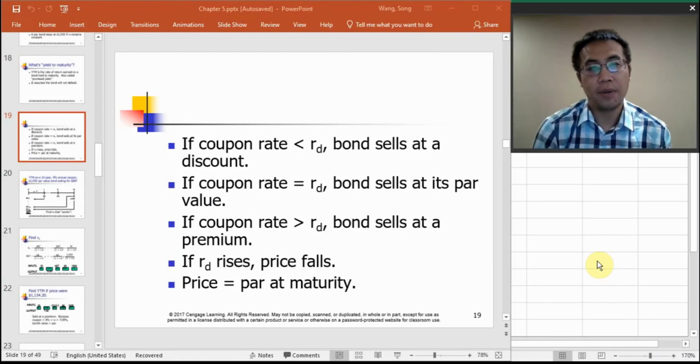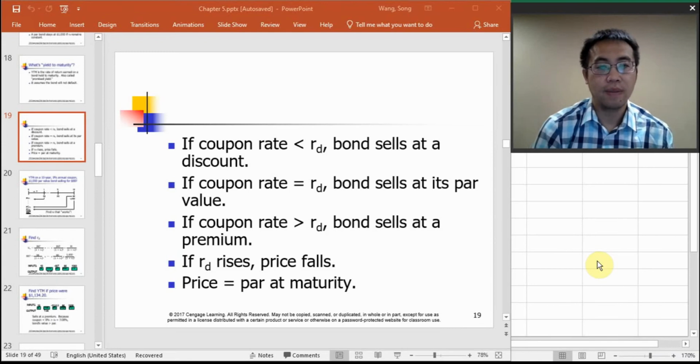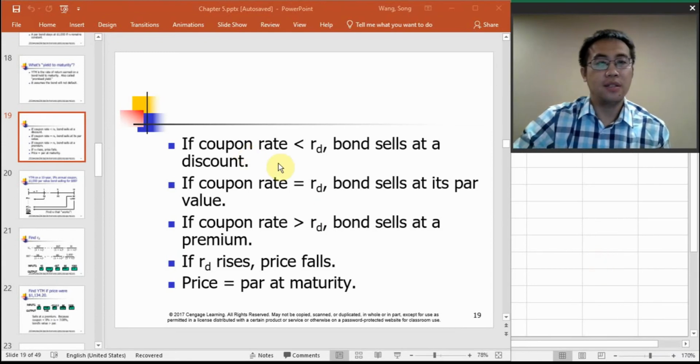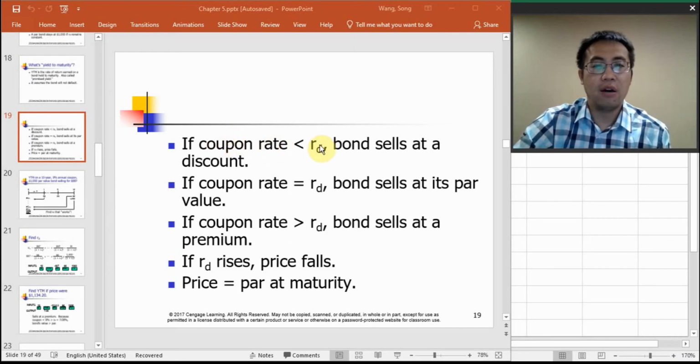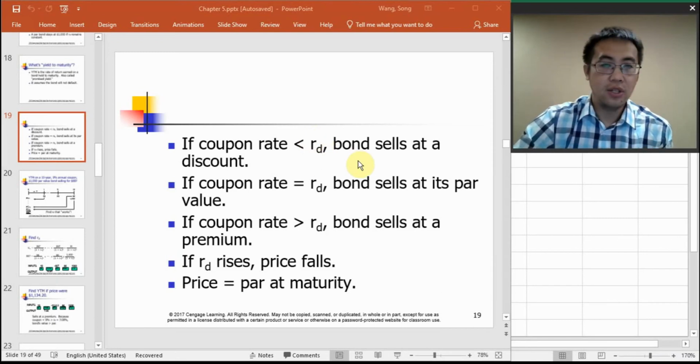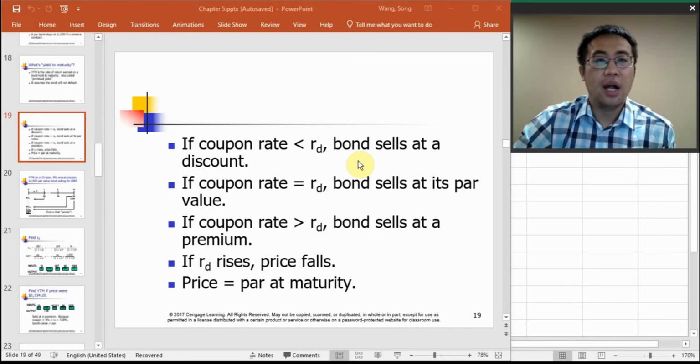The definition of a corporate bond: the coupon rate is different than the yield to maturity. If you look at this slide, this RD is basically the return of the bond. D stands for debt. The coupon rate implies how much coupon the bond would generate each year or each period, and the coupon rate indicates the cash flow. This RD, we also call the yield to maturity.